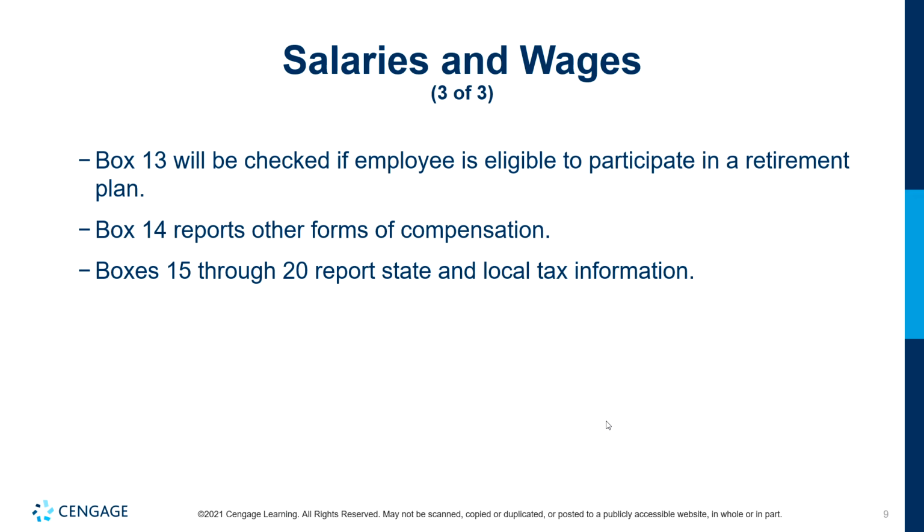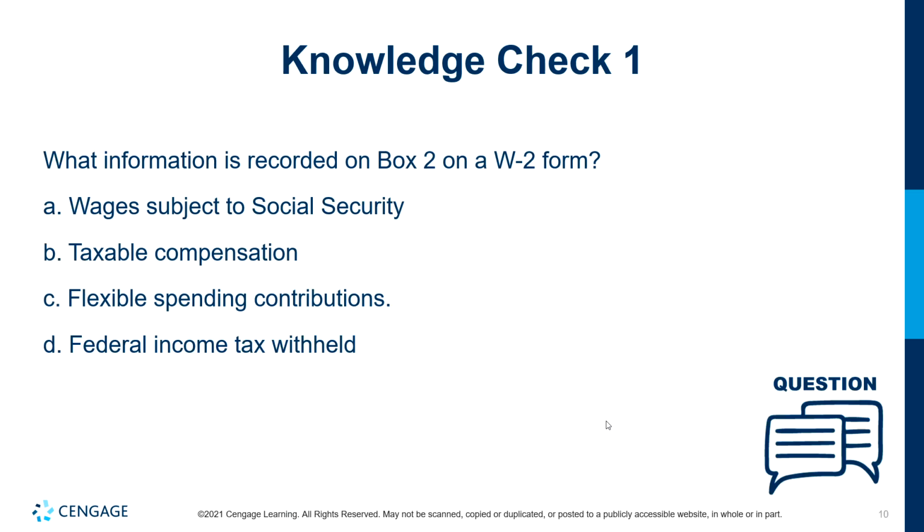And then boxes 15 through 20 report state and local tax information, which is nice if we're filing a tax return in any state that has state income. Again, here in the state of Texas, we don't have that. Now, that ends the slide for salaries and wages. But, of course, there is a knowledge check. So let's check out the knowledge check.